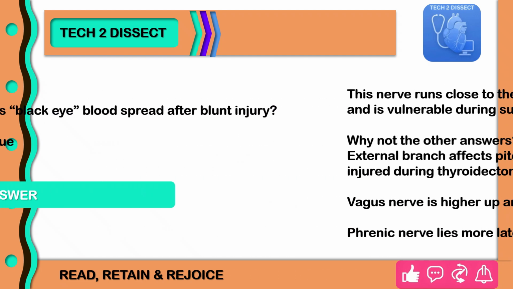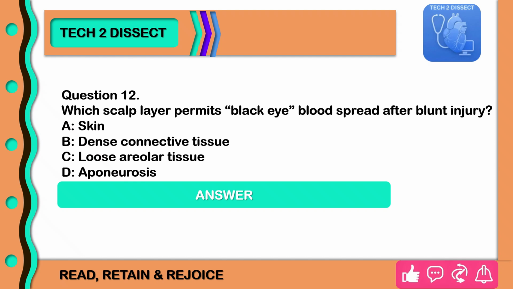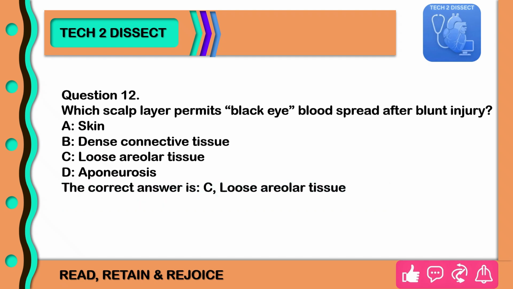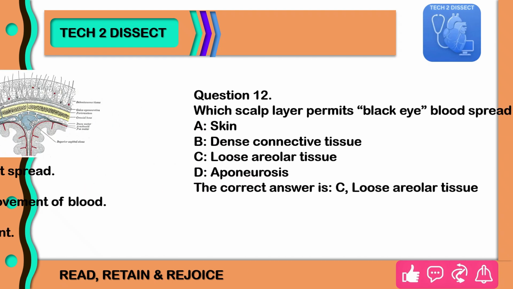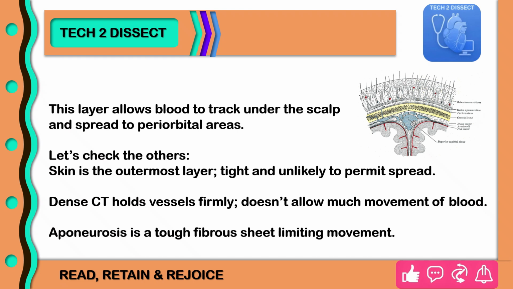Question 12. Which scalp layer permits black eye blood spread after blunt injury? A. Skin. B. Dense connective tissue. C. Loose areolar tissue. D. Aponeurosis. The correct answer is C. Loose areolar tissue. This layer allows blood to track under the scalp and spread to periorbital areas.